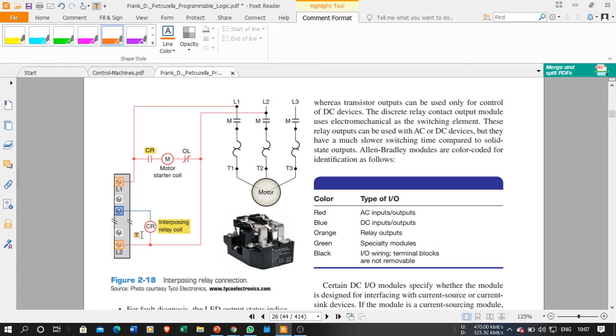So in this diagram, as shown over here, this is my control relay, okay, which is connected to the output module of my PLC. The output of the PLC output will activate or deactivate this control relay.